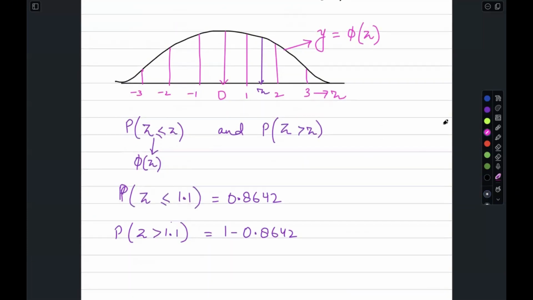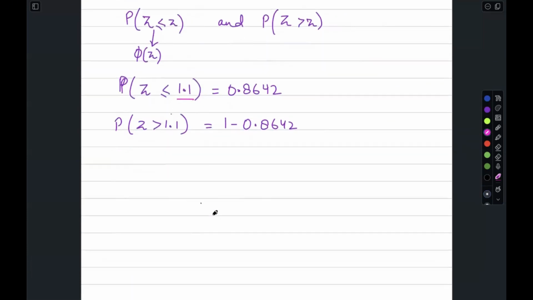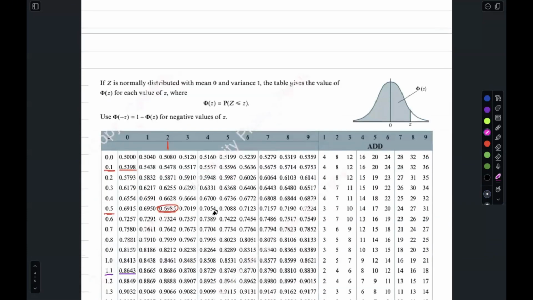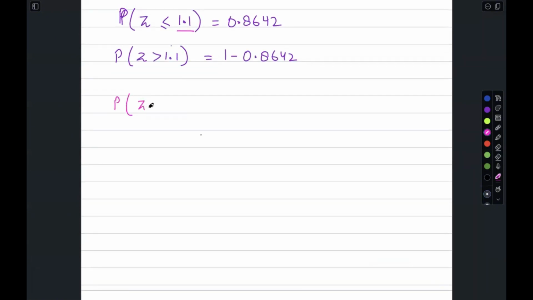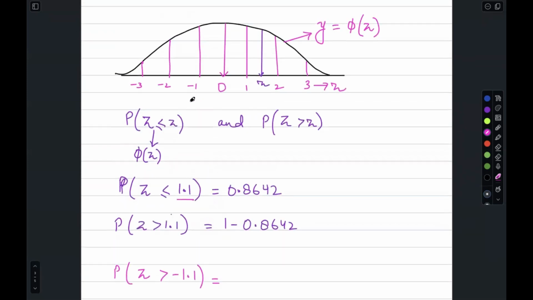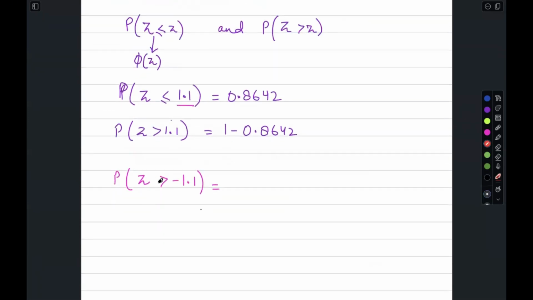And as this graph is symmetrical, this will work out for negative values as well. We do not have negative values in the table, but let's say we had to find the probability of Z greater than minus 1.1. So we know that minus 1.1 would be somewhere over here, so let's draw it over here. We have to find the probability of greater than minus 1.1, and we also have to find the probability of Z less than minus 1.1.